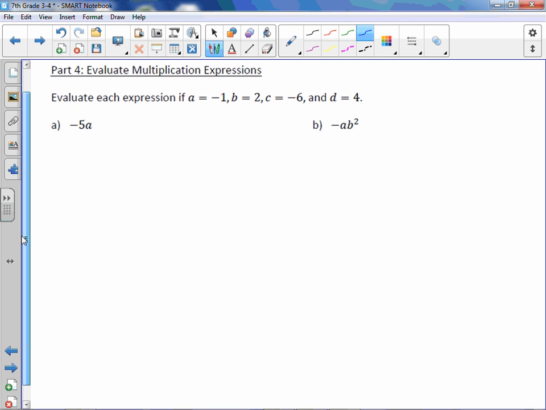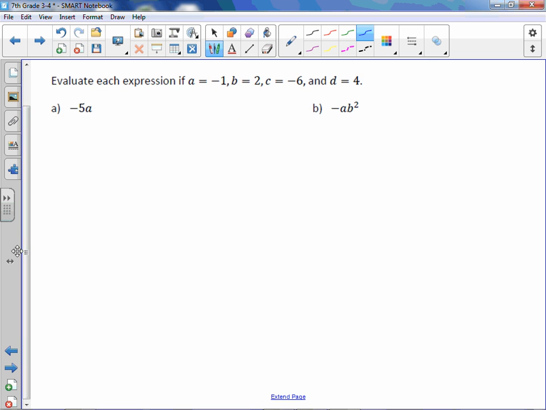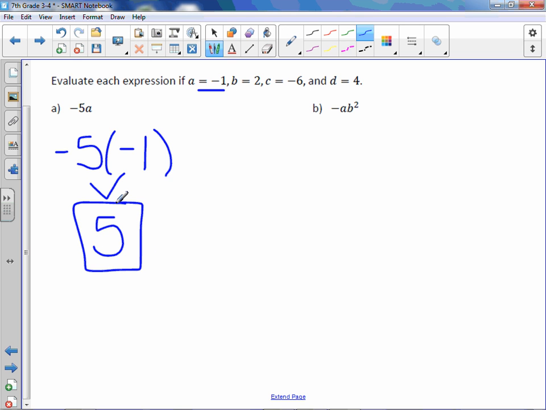Evaluate each expression if A equals negative 1, B equals 2, C equals negative 6, and D equals 4. So here we are plugging in like we have done before, only it's multiplication. So letter A is negative 5 times A. Bring down that negative 5, and where you see the A, I want you to put the numbers in parentheses. And our A is negative 1, so substitute that A with negative 1. And now just multiply. Negative 5 times negative 1 is positive 5.